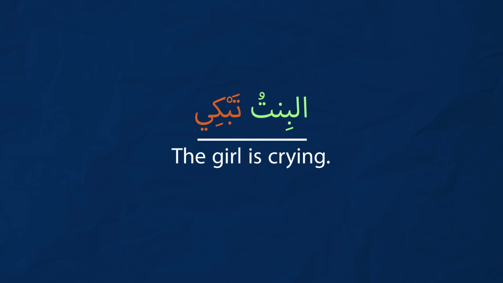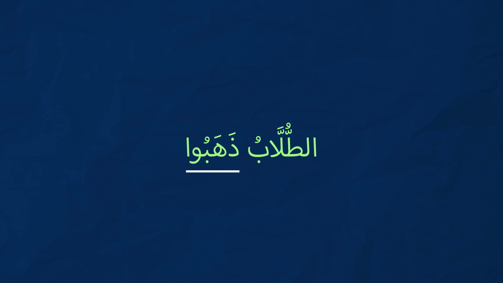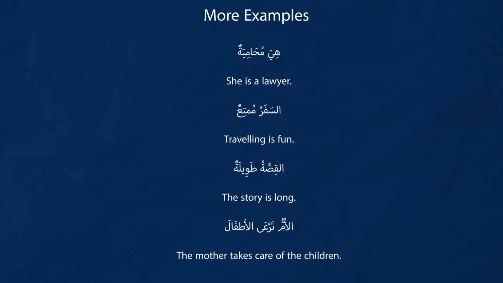So if I use a plural subject, for example, at-tullab, then I should say at-tullabu dhahabu, using the plural form of the verb. Al-atibba'u qadaru. Again, we use the plural form of the verb. Now let us look at more examples for the simple nominal sentence.